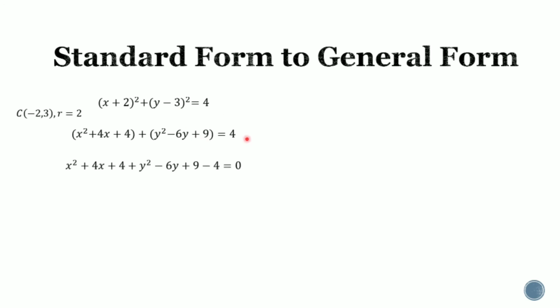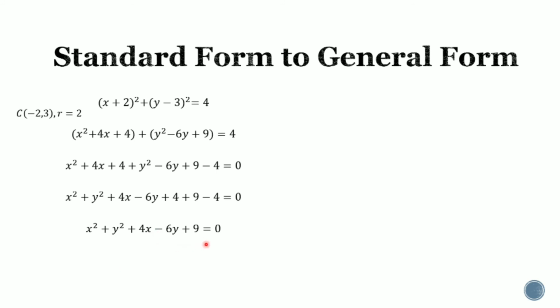And after that, we will transfer the 4 to the left side, and we rearrange it into the general form. The last term must be a constant. So combine like terms, positive 4 and negative 4, that would be 0. So 9 will remain. So our general form is x squared plus y squared plus 4x minus 6y plus 9 equals 0.